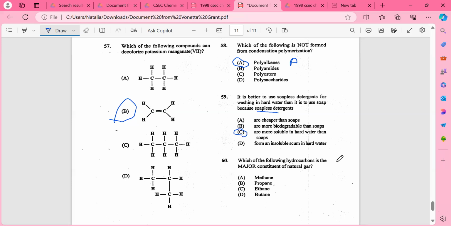Which of the following hydrocarbons is the main constituent of natural gas? That is going to be A, methane.